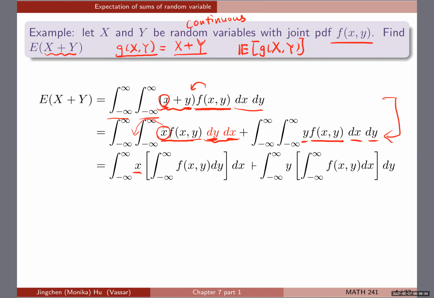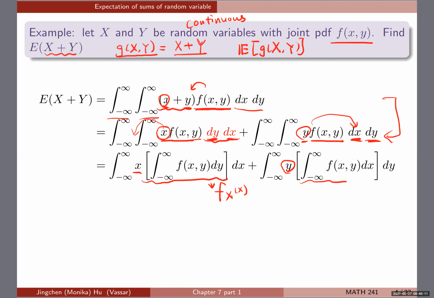For my second term, and that's also why I'm doing dx dy over here, because y is a constant with respect to x, so I can bring it out. Okay, so now to move forward, notice what this is. Let's take a pause. This is doing an integration of the joint PDF of x and y with respect to y. And we know that when we do that integration, this will give you the marginal of x. You're integrating out y of the joint, so you're getting the marginal of x.